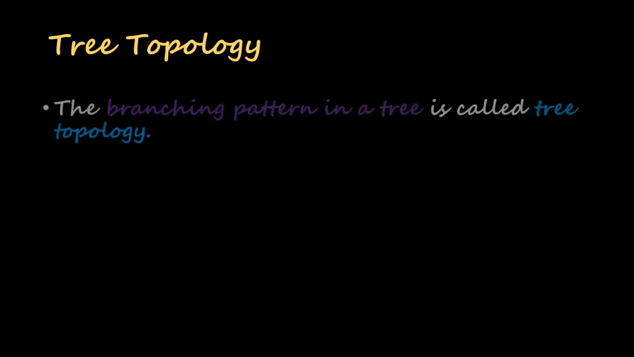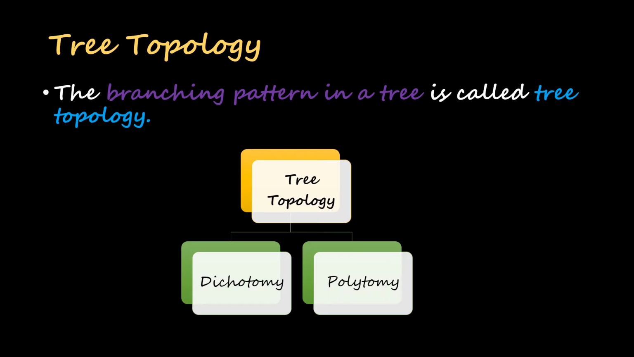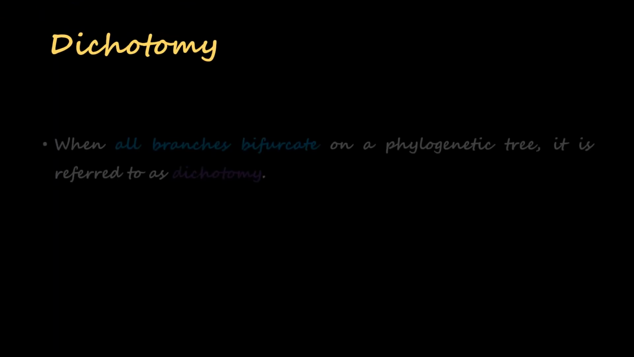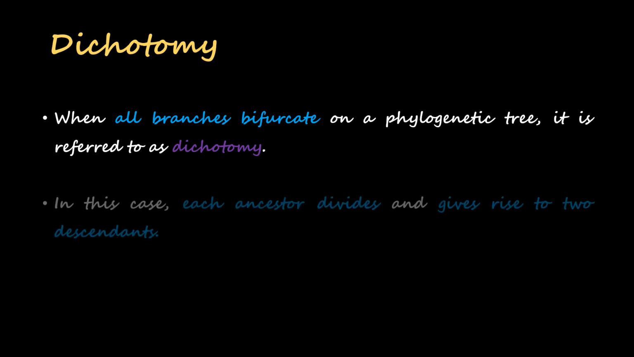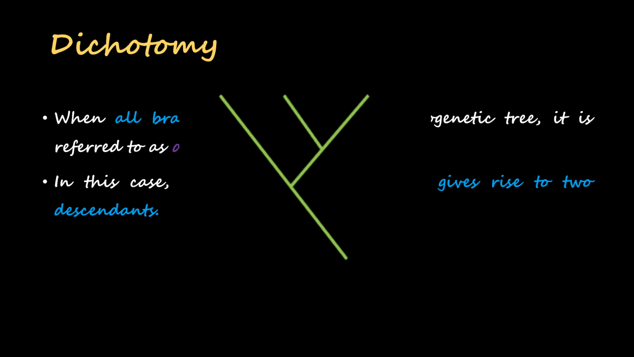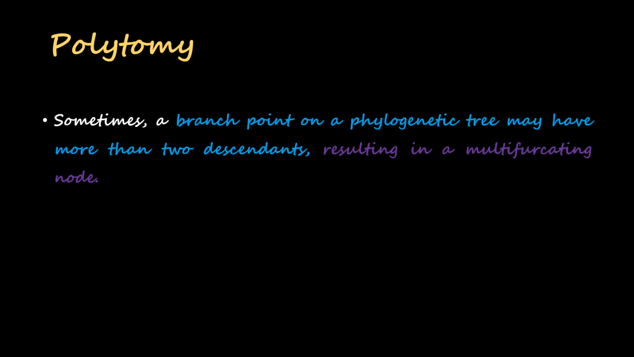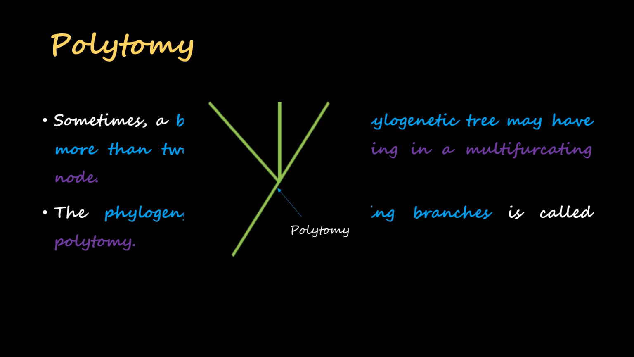Tree topology. The branching pattern in a tree is called tree topology. That can be of two types, dichotomy and polytomy. Dichotomy. When all branches bifurcate on a phylogenetic tree, it is referred to as dichotomy. In this case, each ancestor divides and gives rise to two descendants. So this is a dichotomy. Polytomy. Sometimes a branch point on a phylogenetic tree may have more than two descendants, resulting in a multifurcating node. The phylogeny with multifurcating branches is called polytomy. So this is polytomy.